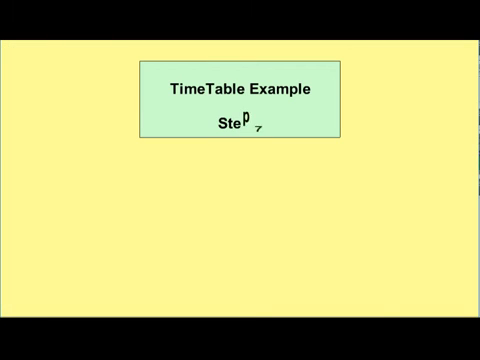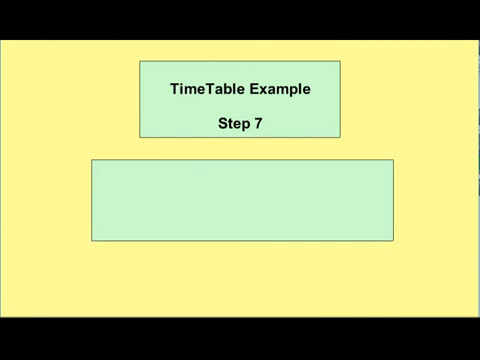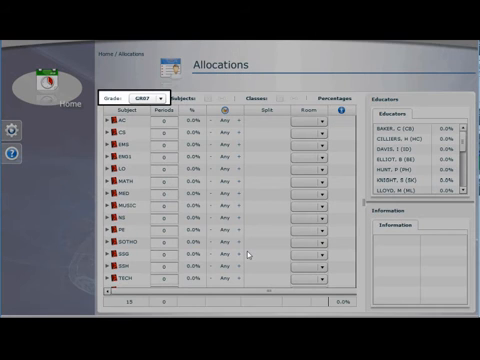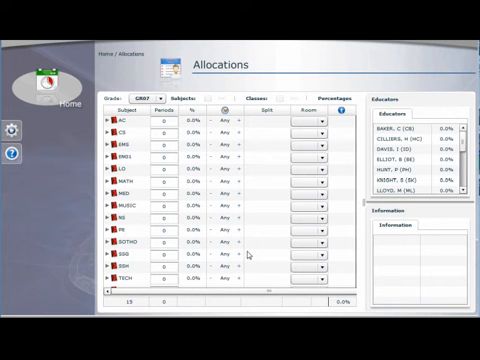Step 7. The 7th step that needs to be completed is Allocations. Select the Allocations menu item by left-clicking on the menu item. The grade list box is populated with the grades that were created making use of the Grades and Classes menu item. For this example, the allocations for grade 7 are done.